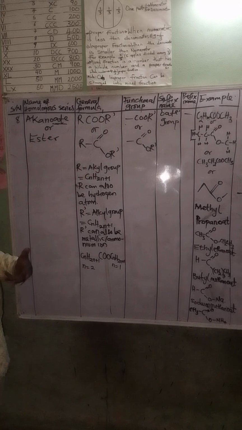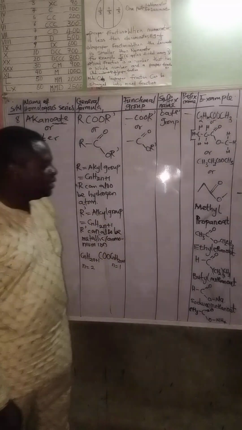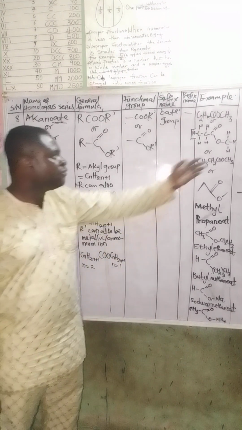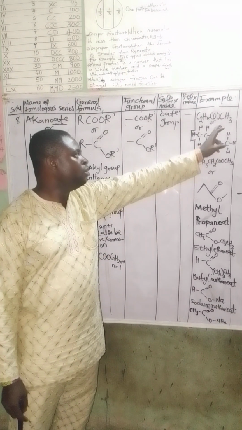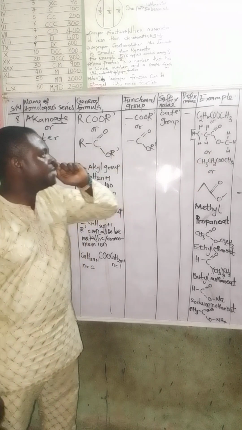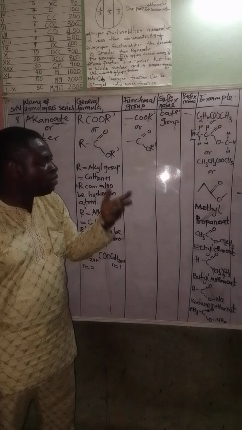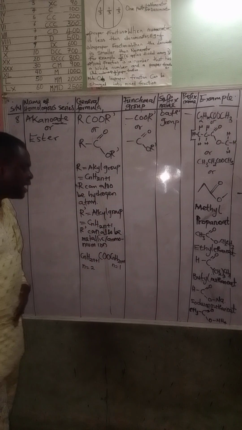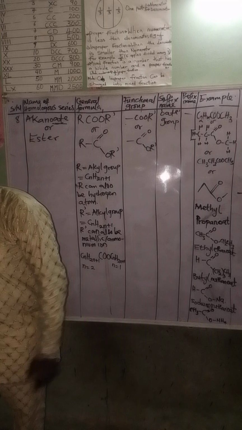So in the exam, you can be given a compound like this. They say, name the functional group in this compound. The functional group is COOR prime. That's what we write out, and you say it's the ester functional group. Now let's go and look at ether.